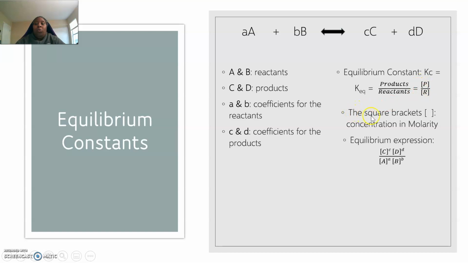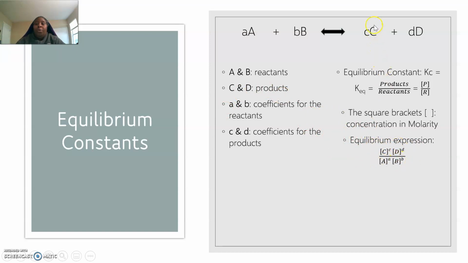Anytime that you see square brackets, you should remember this from the molarity, molality, and dilution unit. That's just going to mean concentration. So when we're talking about how to write the equilibrium expression, and this should make more sense once we start doing problems, you're going to look at the concentration of the products over the concentration of the reactants.